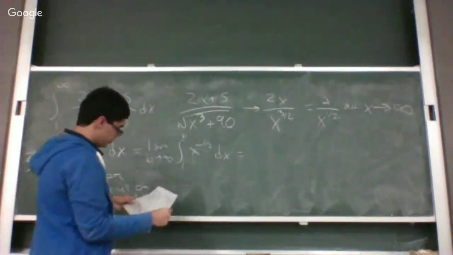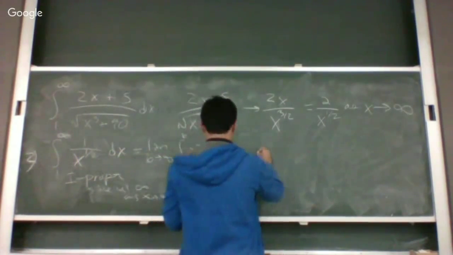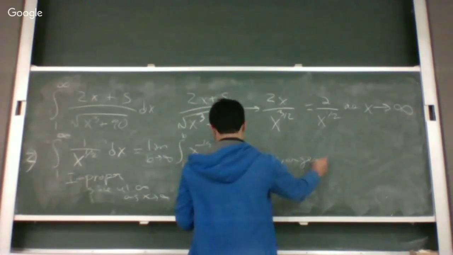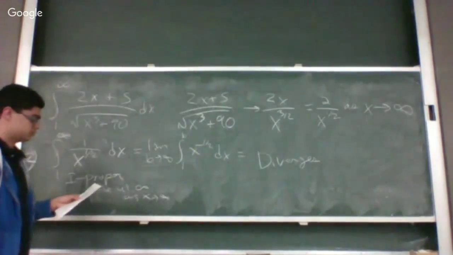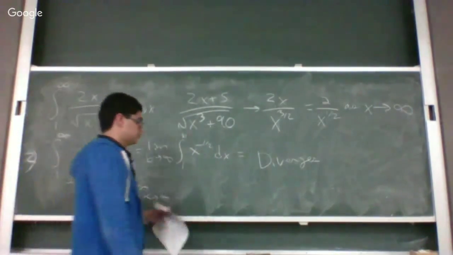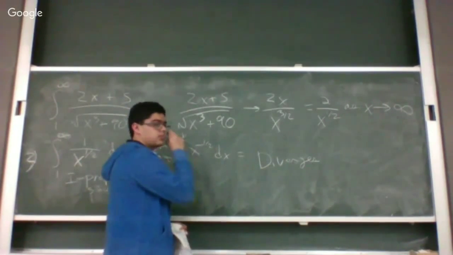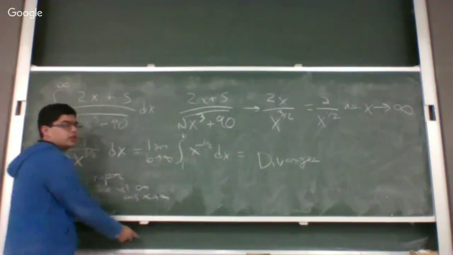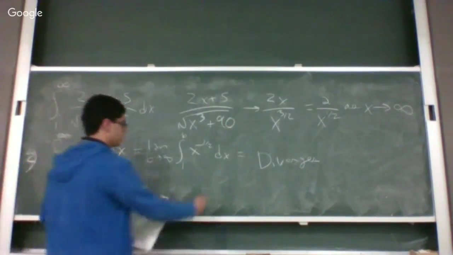And then if you were to do this integral, you would get that it diverges. What would happen if you just went ahead and solved it and found out it diverged? You still need to do this step to know whether they grow at the same or at different rates.